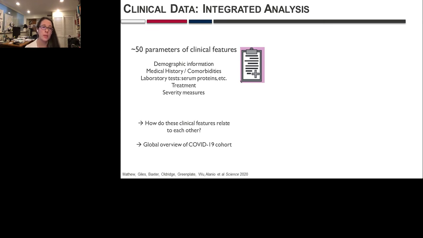When we started to think about how to analyze this patient cohort, we knew we had about 50 parameters of clinical features. This included demographic information, as well as medical history and underlying pre-existing health conditions, various laboratory tests, as well as the treatments that the patients were receiving, and various measures of disease severity. The first thing we wanted to understand was how all of these clinical features related to one another. Doing this sort of analysis would give us a global overview of this COVID-19 cohort.